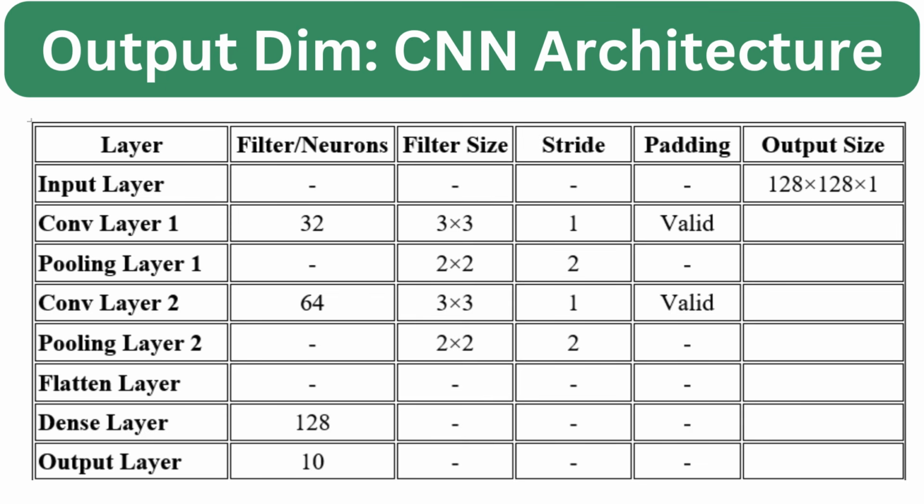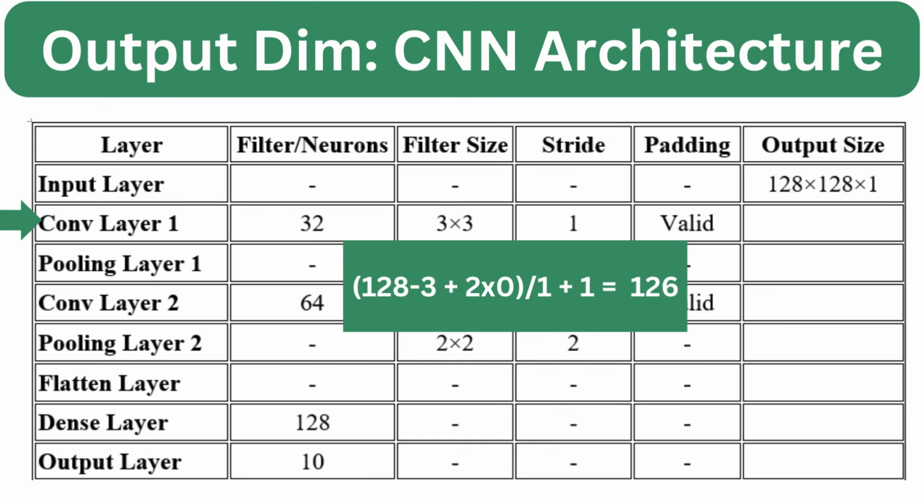Now let's start with the first convolutional layer. So the input is 128, the filter size is 3 and there is no padding and the stride is 1. So let's put all the values in the formula: 128 minus 3 plus 2 times 0, divided by 1, plus 1. The output would be 126 by 126. This 126 by 126 is the height and width of the output feature map.